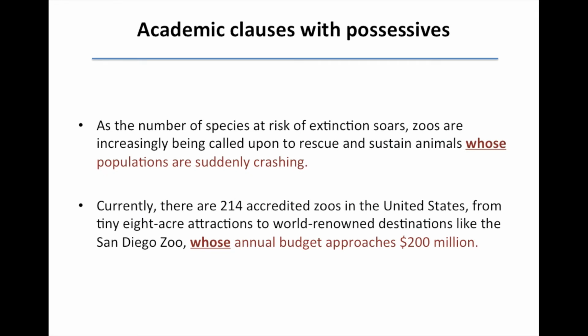Take a moment to read these 2 academic examples and notice that the first one is an essential clause without a comma, and the second one is a non-essential clause with a comma before it, and a period at the end because it falls at the end of a sentence. And also interesting is that neither of these is actually referring to people, but to animals and to a zoo. And you may want to pause to read this.